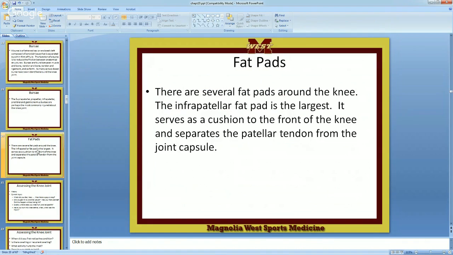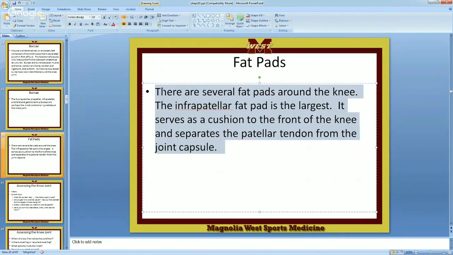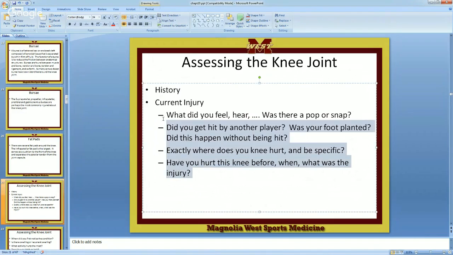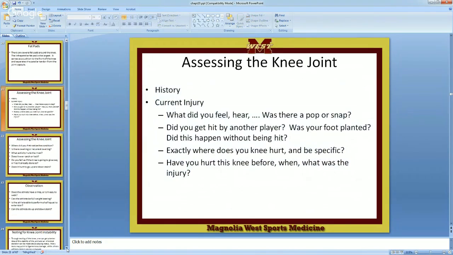20, fat pads. Which one of these fat pads is the largest? 21, all the following are valid questions. Ask valid questions about your history. I don't know that it matters if they drank milk or had orange juice, but getting down to it, what did you hear, feel? Did you feel anything snap, crackle, pop? Did you get hit? Was your foot planted? Etc.